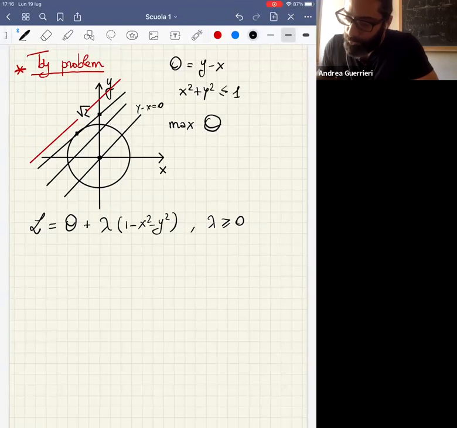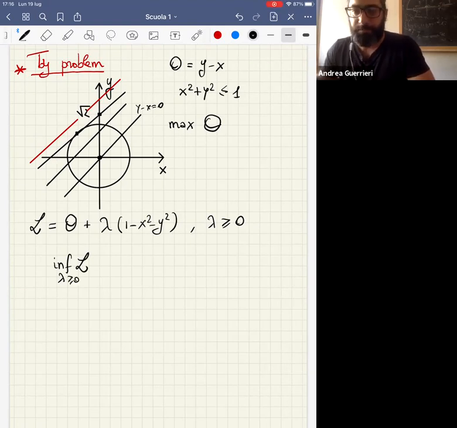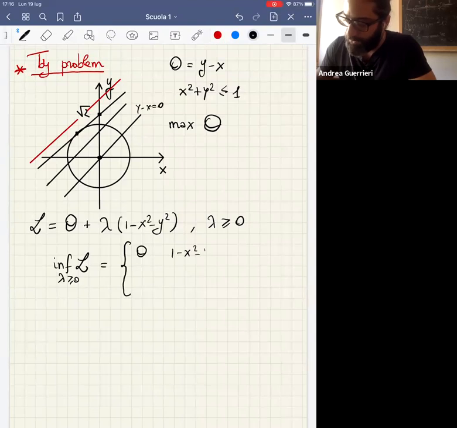Remember, we want to maximize O. Now, if I take the inf over lambda positive of this Lagrangian, this inf is given by the following expression. It is either O, my observable, when 1 minus x squared minus y squared is positive, because lambda is positive, this is positive, the minimum is O. Or minus infinity, where I'm outside the constraint, so when 1 minus x squared minus y squared is negative.